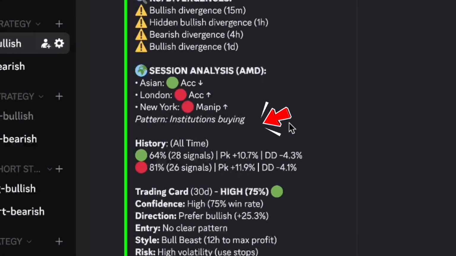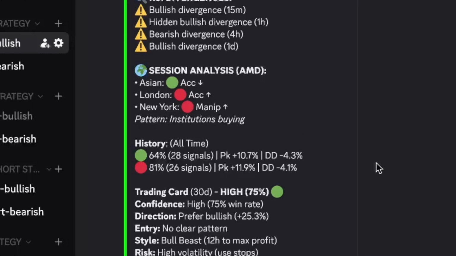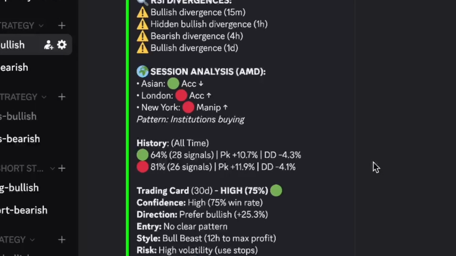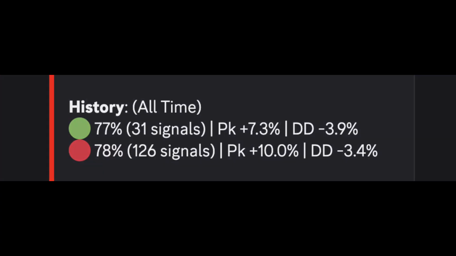For a bullish trade, you want to see institutions buying. History, all time. All-time performance for this specific coin across all 6 strategies. Green equals bullish signals, red equals bearish signals. The win rate, the number of signals, the average peak profit and average drawdown. More signals gives us a more reliable percentage. Peak and drawdown give you a feel for how this coin moves, how much room to give it and what to expect at its best.